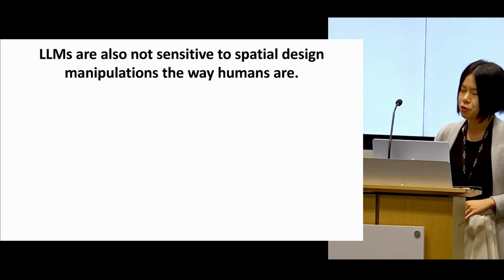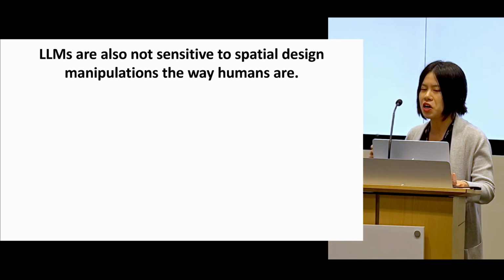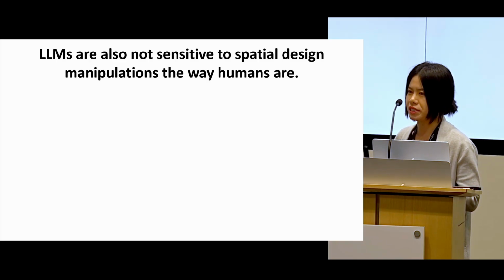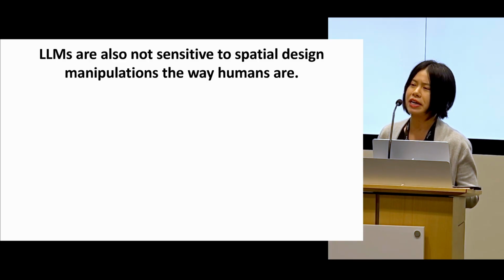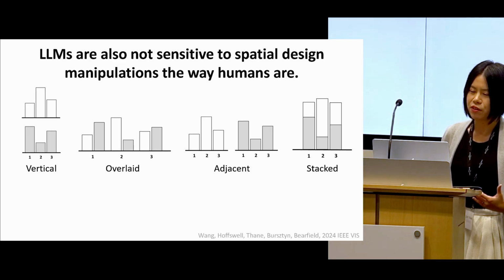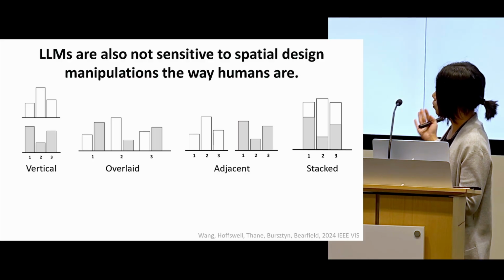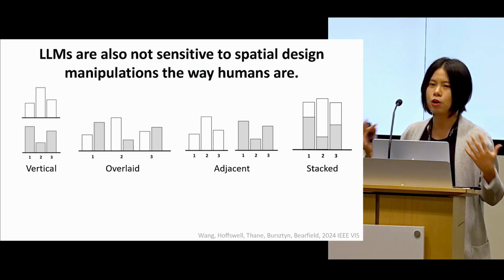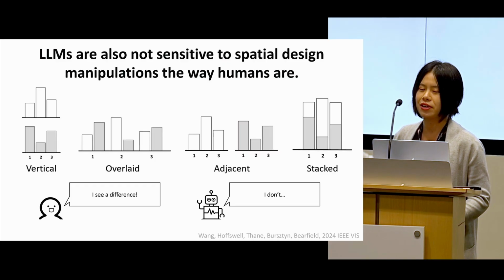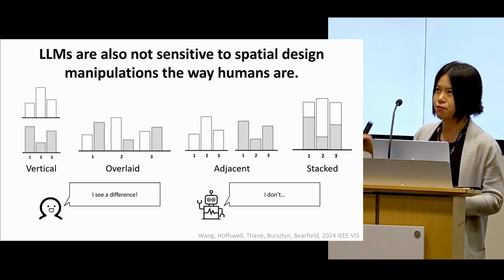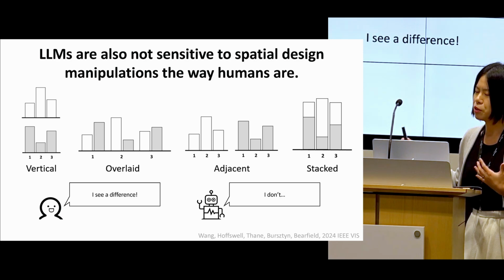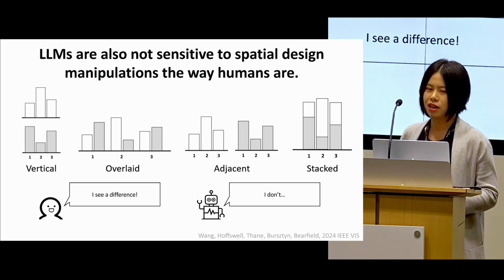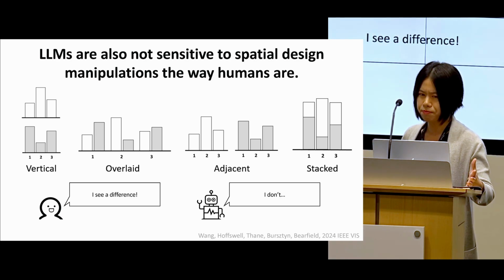And what's really interesting that we found is that LLMs are not sensitive to spatial design manipulations the way that humans are. So for us humans, when we look at these 4 visualizations, we'll see they are the same visualization, but they are spatially arranged to look different. Right? There's a vertical, overlaid, adjacent, and stacked version of the same visualization. But humans see a difference, and for a language model, it doesn't. Right?